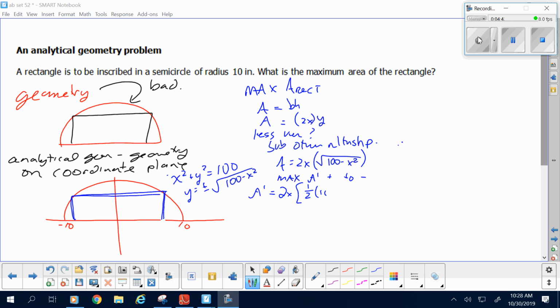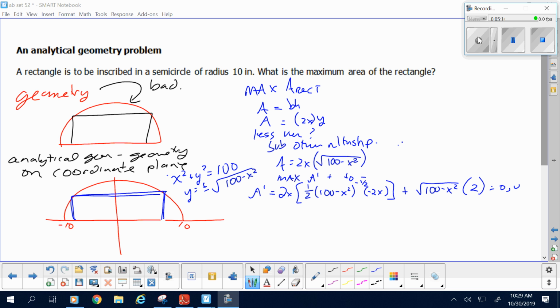1/2 (100 minus x squared) to the negative 1/2 times negative 2x for the inside derivative. There's first stays the same, derivative of the second, plus second stays the same, the square root of 100 minus x squared, times the derivative of the first, 2. We want to know where this has critical numbers, which is to say where it's 0 or undefined.